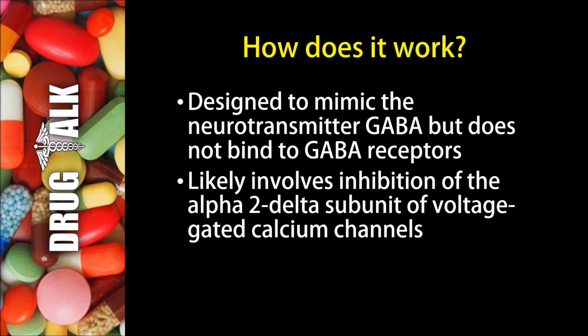So how does this medication work? Well, gabapentin was designed to mimic the neurotransmitter GABA, but it does not bind to GABA receptors. It likely involves inhibition of alpha-2 delta subunit of the voltage-gated calcium channels.